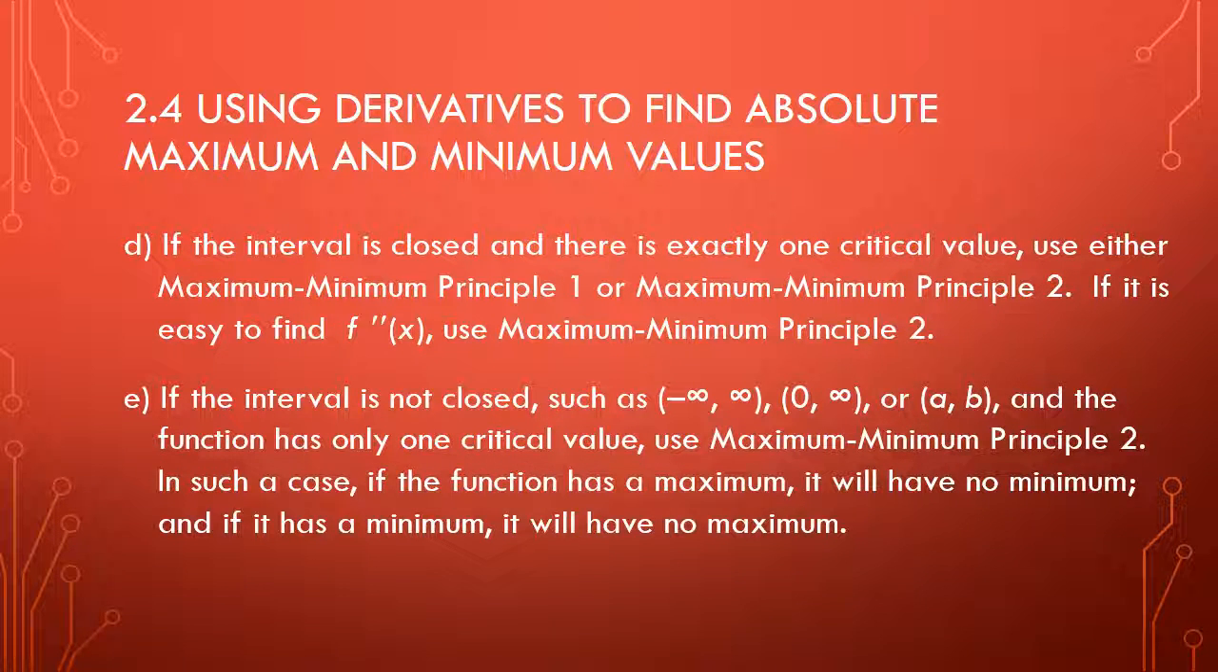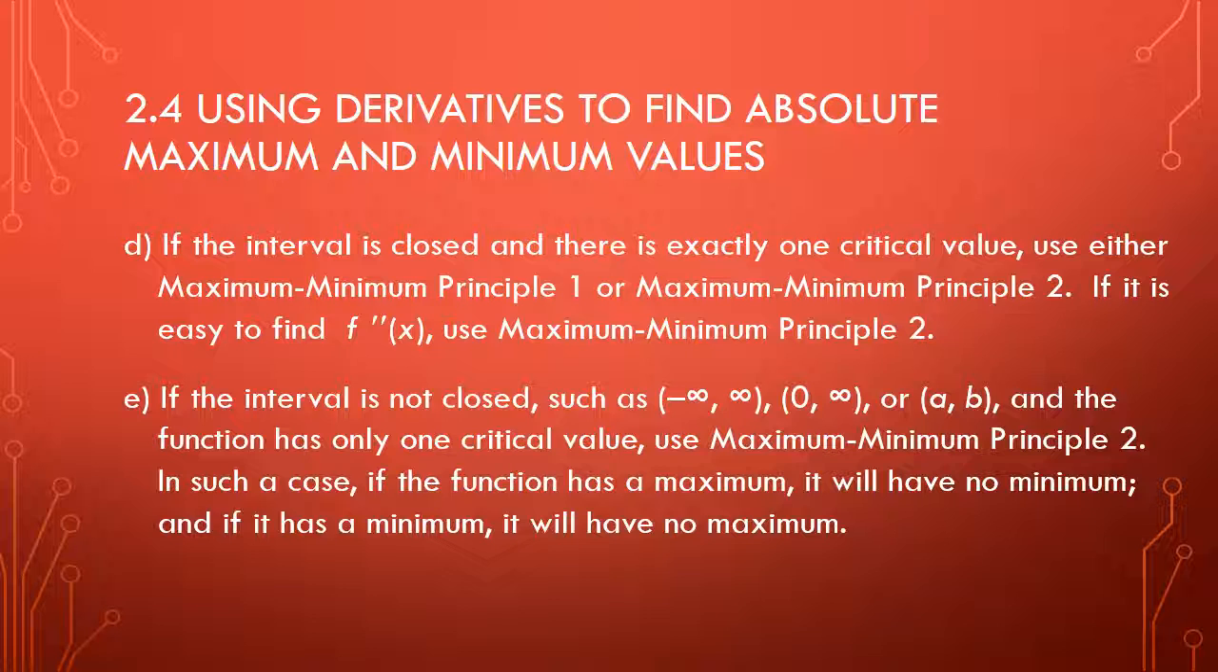If it's not closed, if it's negative infinity to infinity, or it's just an open interval, and the function has only one critical value, then you can use, again, principle 2. You can find the second derivative and see if it's positive or negative. In such a case, if it has a maximum, it will have no minimum. If it has a minimum, it will have no maximum.